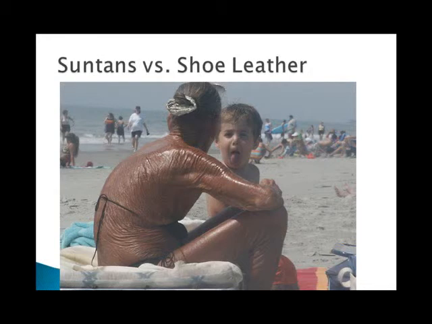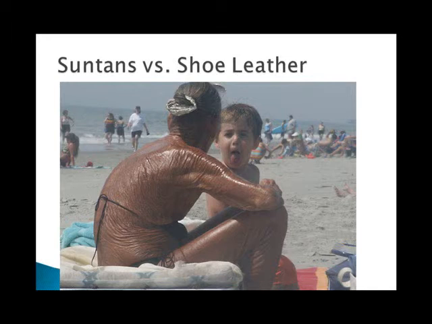So when you tan, you've actually damaged your skin, and the tanning is the skin's last-ditch response to try and prevent further damage. So when our skin gets exposed to ultraviolet light, it stimulates the melanocytes in our skin to produce melanin, which produces that tan.